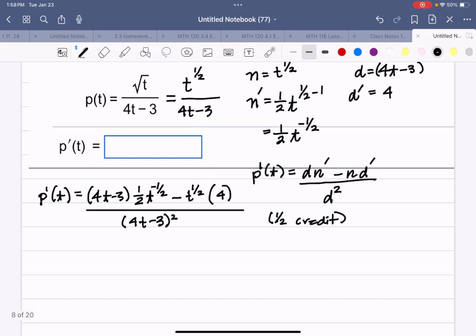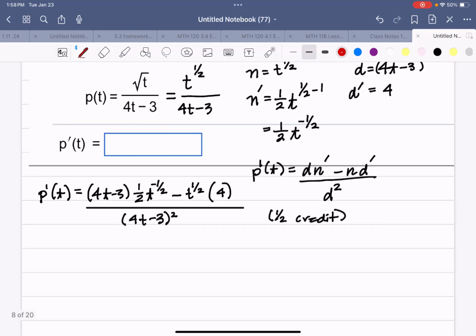Now we've got to clean this up just like we did before and see what kind of reducing we can do. Okay, so I'm going to multiply this 4t by the 1/2 t to the negative 1/2, and that's just a monomial times a monomial, so that one's not too bad. Now remember the rule for exponents. If you have t to the m times t to the n, you're going to add your exponents, even if they're fractions.